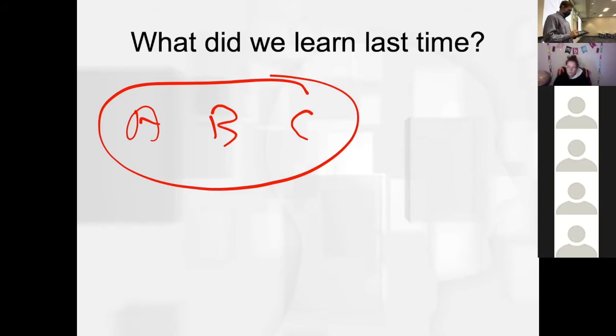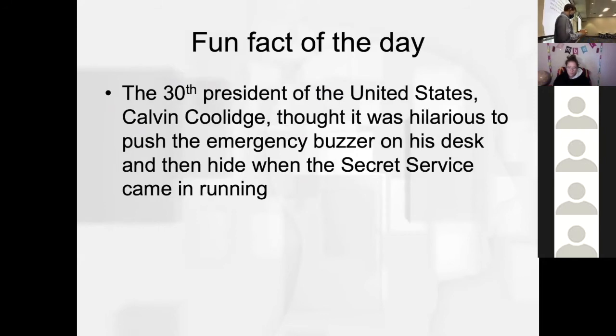All right. So I thought I'd give you a fun fact of the day because tomorrow's obviously the election, and this seems a lot more lighthearted than everything else going on in the world. The 30th president of the United States, Calvin Coolidge, thought it was hilarious to push the emergency buzzer on his desk and then hide when Secret Service came running in. I love that so much. I don't know how often he did that, but I think that is so freaking funny.